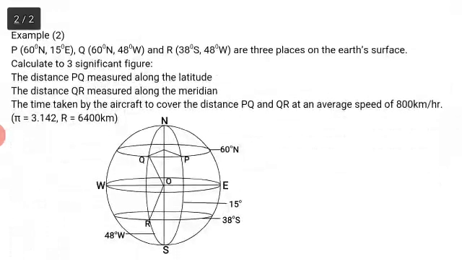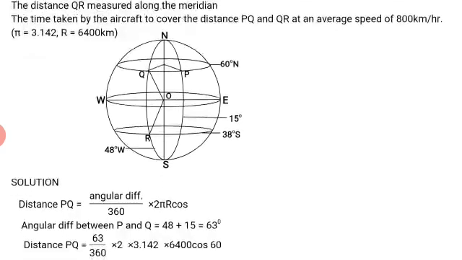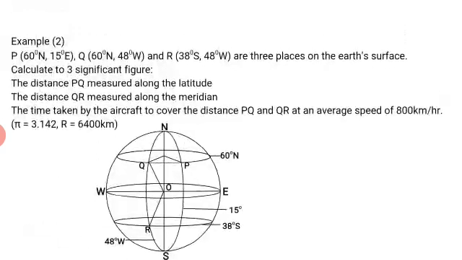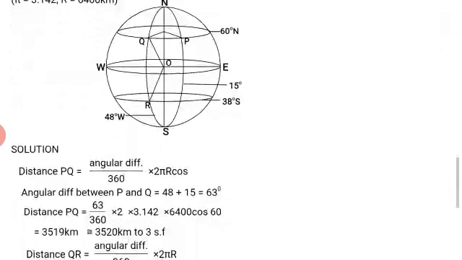Solution. We first of all sketch a diagram showing the points P, Q, and R on the globe using the given latitude and longitude. The diagram is as shown. From the diagram, we want to calculate the distance between P and Q measured along the latitude. Distance PQ is like the length of an arc on the parallel of latitude 60 degrees north. So that is given as theta over 360 times 2 pi r, where theta is the angular difference.